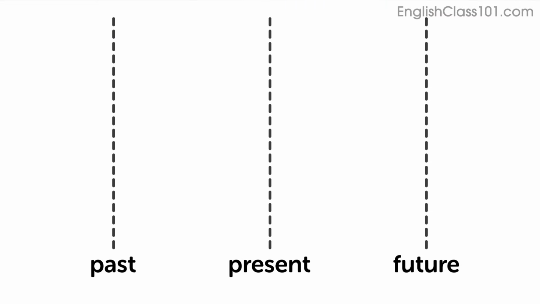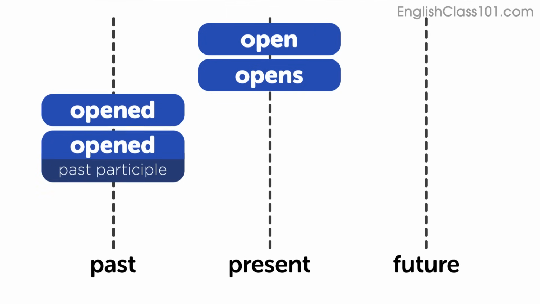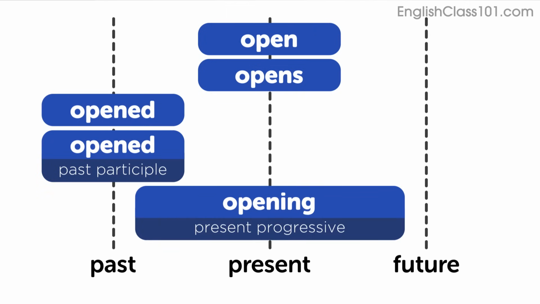Okay, let's look at the conjugations for this verb. Present, open, opens. Past, opened. Past participle, opened. Progressive, opening.